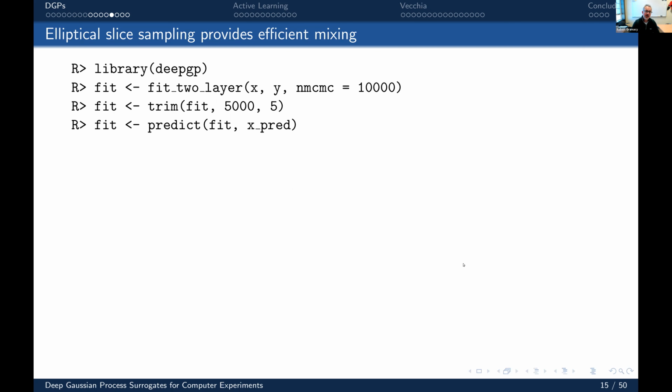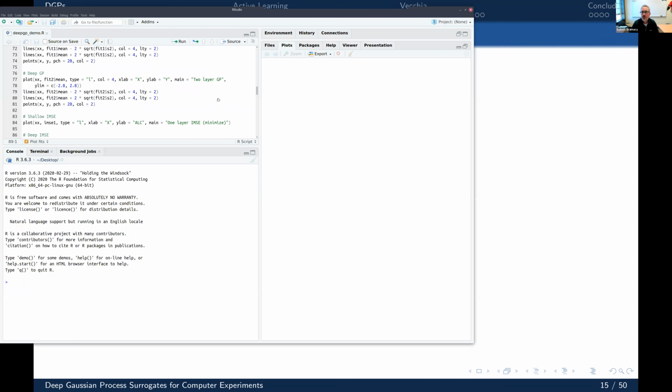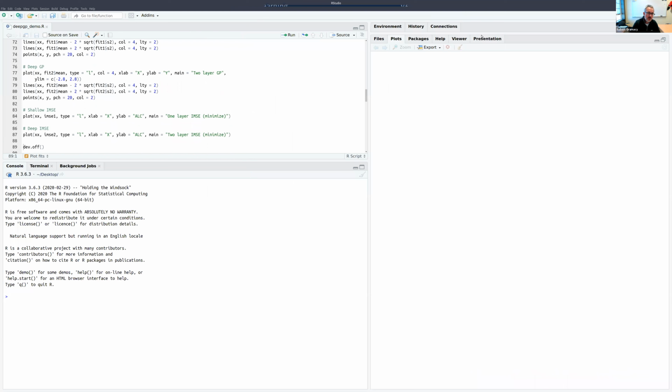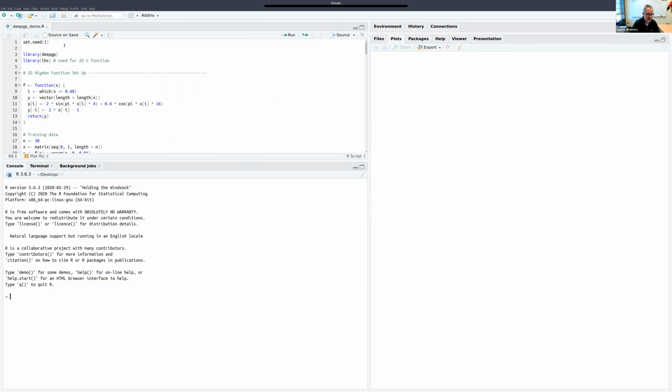We made an R package called deepGP, and we made the functions fit2 layer and fit3 layer. We decided not to go any deeper than that because we were getting great results with the shallow Gaussian processes. Before I go to the next slide, I'm going to switch over to RStudio. I hope you can see my RStudio session. Somebody yell at me if you can't. And I'm going to actually run the code live that does the fitting to this example.